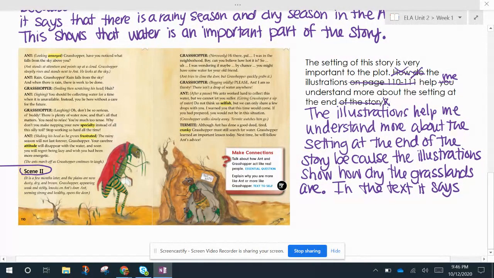Well, if we look on page 111, it says, Grasshopper begging wildly, please, Ant, I am so thirsty. There isn't a drop of water anywhere. Then Ant says, we ants worked hard to collect this water, but we cannot let you suffer. Do not think us selfish, but we can only share a few drops with you. I warned you that this time would come. If you had prepared, you would not have been in this situation. So we can see from Grasshopper, he's really, really thirsty because he can't find water anywhere. However, the ants have water because they collected it during the rainy season.